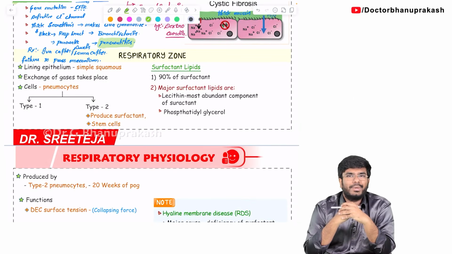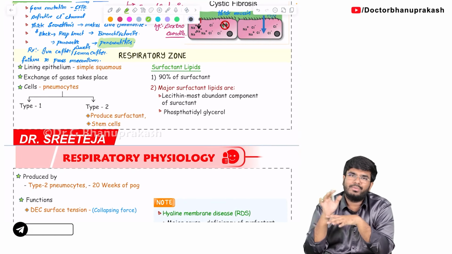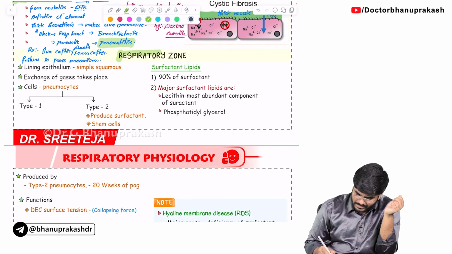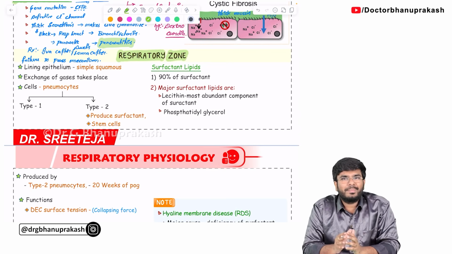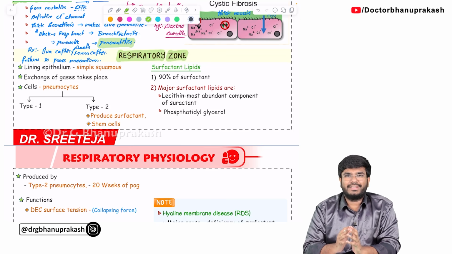Welcome back guys. Now let's continue with the respiratory zone. Already we have discussed the conducting zone, now the respiratory zone. So take the heading respiratory zone, from which generation to which generation? From generation number 17 to 23, right?